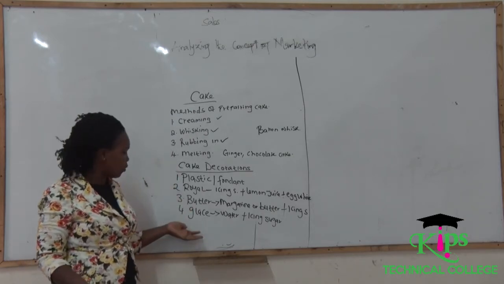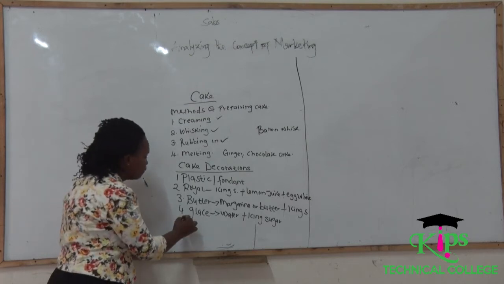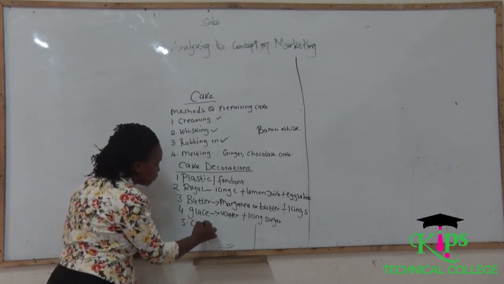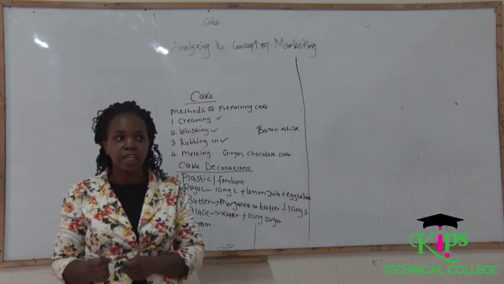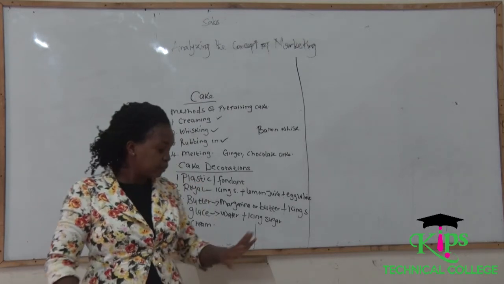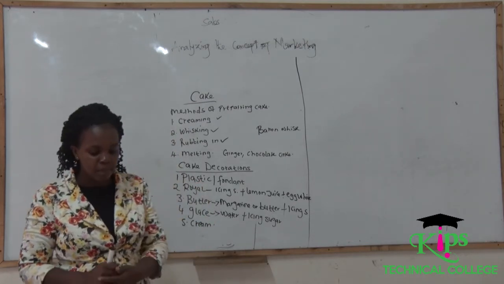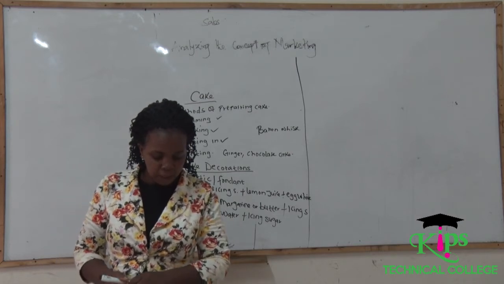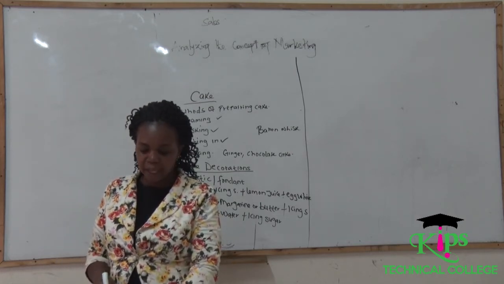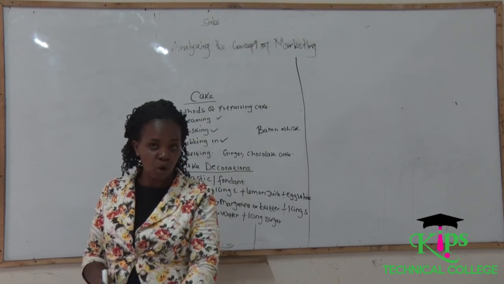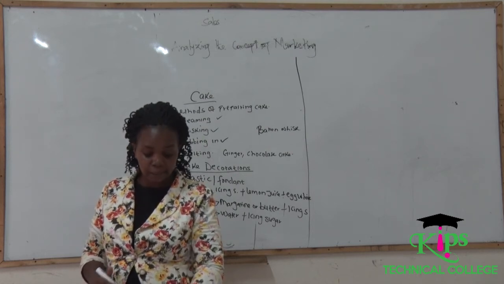Also, you find nowadays we have the cream. The cream mostly the one that is used in Black Forest or in sponge cake. That is the cream icing. And then let's look at the storage of cake, how you're supposed to store your cake.